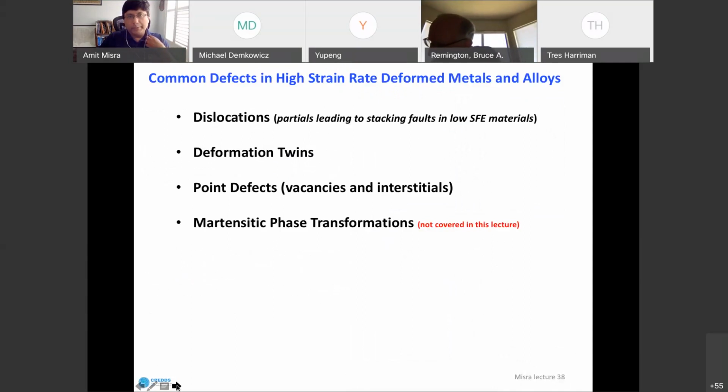Generally, when you increase the strain rate, the common defects that form would be, of course, dislocations. You'll get a lot more partial dislocations, especially in materials that have low stacking fault energy. The significant difference is that there's a lot more deformation twinning. It's the number one change that you would see at higher strain rates. There are also point defects that form, vacancies and interstitials, and sometimes you can have martensitic phase transformations. That is not covered in this lecture.